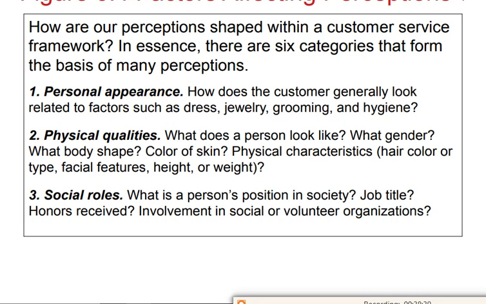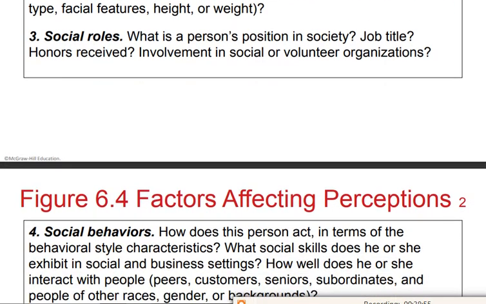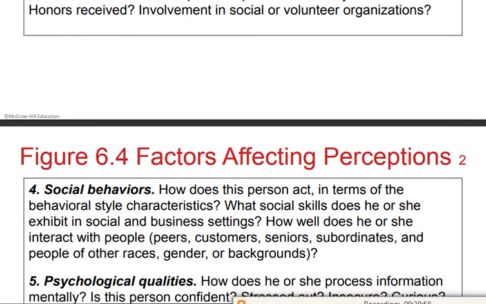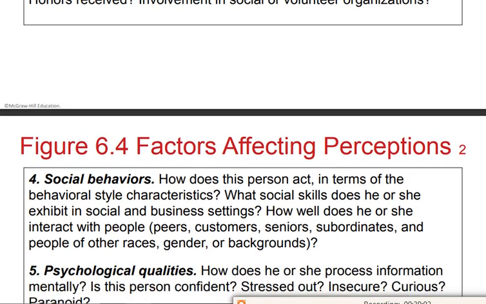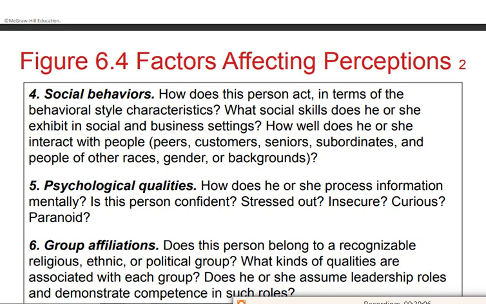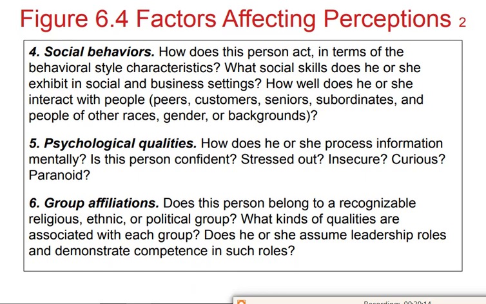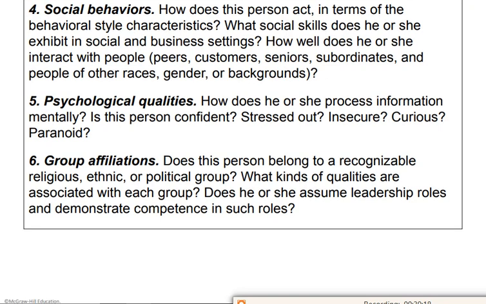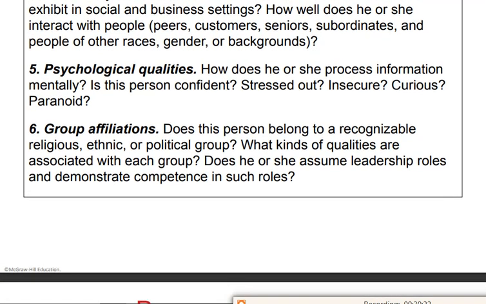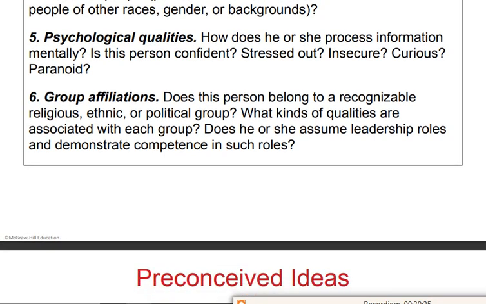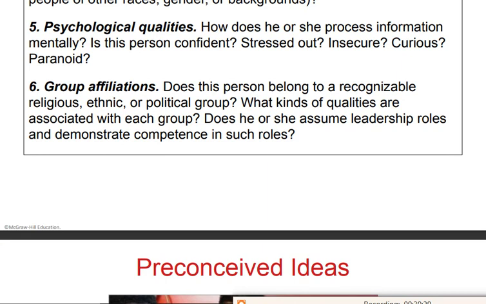No, physical qualities. So, ano ba itsura ng tao? Anong gender? Anong shape ng katawan? Color of skin. No? So, social roles. What is a person's position in society? What is a person's job title, honors received? So, kaya nga yung iba, pag pumipirma ng mga forms, nilalagay nila kung ano yung kanilang profession para hindi sila ma-discriminate. So, social behaviors. How does this person act in terms of the behavioral style characteristics? What social skills does he or she exhibit in social and business settings? And psychological qualities. How does the person process information mentally? Is this person confident, stressed out, or insecure, paranoid, curious? And group affiliations. Does this person belong to a recognizable religious, ethnic, or political group?